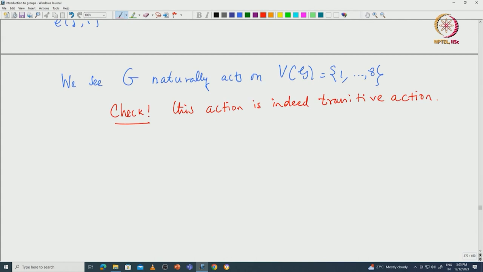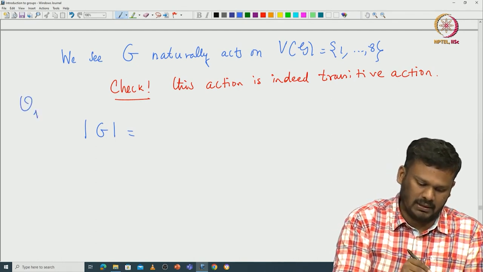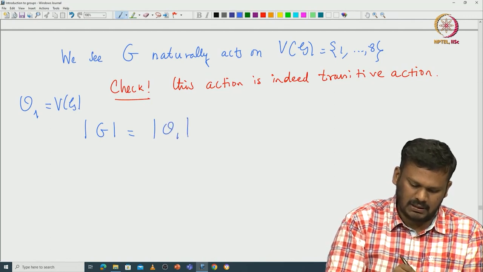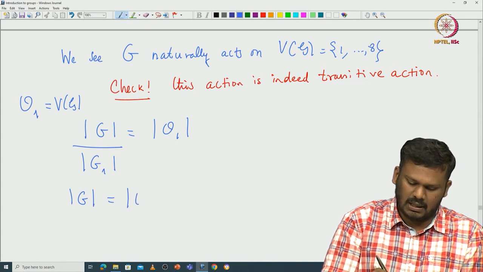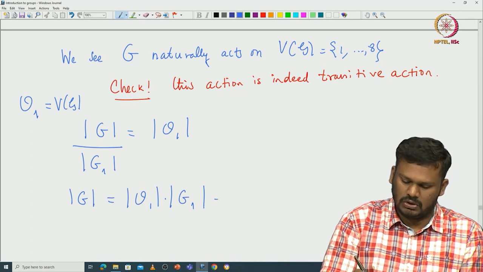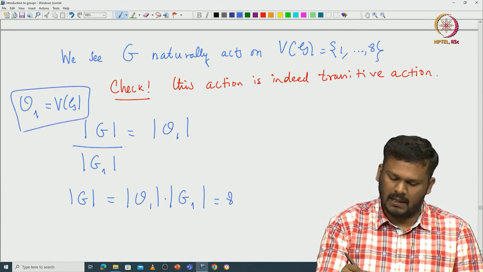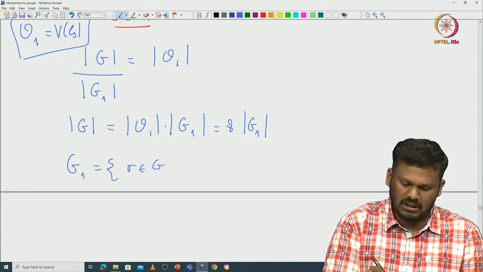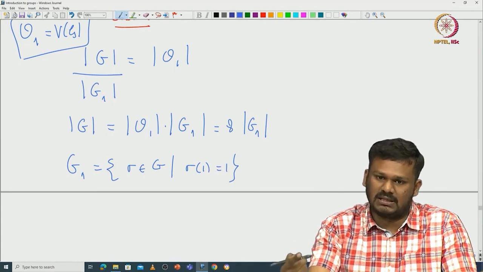Now, using this transitive action and the orbit stabilizer theorem, let's look at one particular orbit. The orbit of 1 is going to be the entire vertex set. The cardinality of the orbit is the cardinality of G divided by the cardinality of the stabilizer. So the cardinality of G is exactly the cardinality of the orbit times the cardinality of the stabilizer. The cardinality of the orbit is exactly 8, because O1 is nothing but the vertex set, and then times you have G1. G1 is those sigma in G such that 1 is fixed by that sigma, the automorphisms of G that fix 1.